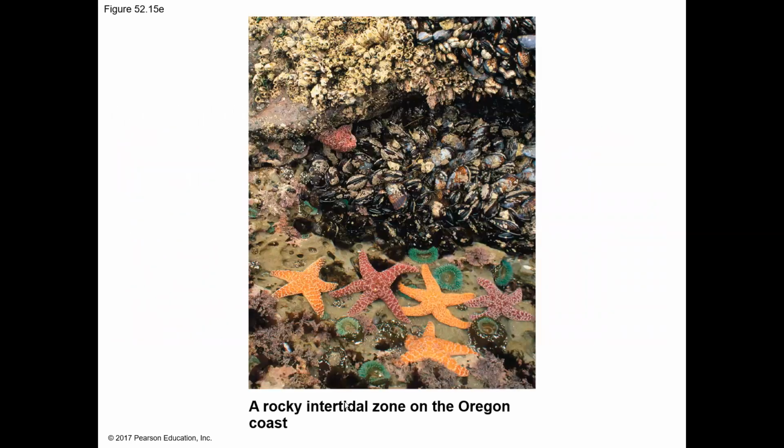location. Here's an example of a rocky intertidal zone on the Oregon coast. So look at all of these different invertebrates that are living in these areas. So very cool sea stars you can see, some mollusks here as well. So this is a time you can see when it is exposed to the air. It's not in water, but it will be underwater soon when the tide comes in.